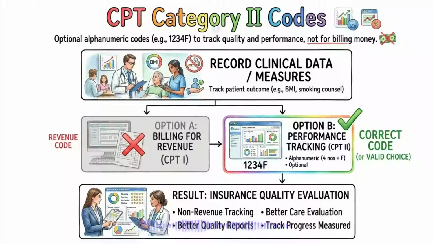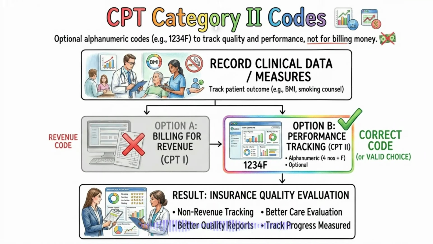Beyond the main Category I codes, the CPT manual also contains Category II codes. Category II codes are alphanumeric, meaning they consist of 4 numbers followed by the letter F, and they are entirely optional. These codes are not used to bill for money, but rather to track performance measurements and clinical outcomes, such as whether a provider documented a patient's body mass index or counseled them to quit smoking. While they do not generate direct revenue, insurance companies often use Category II codes to evaluate the quality of care a clinic provides.